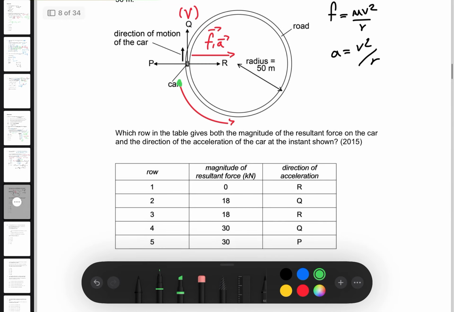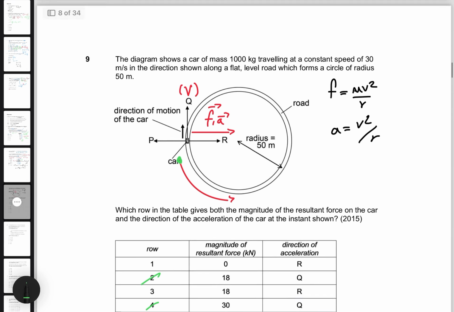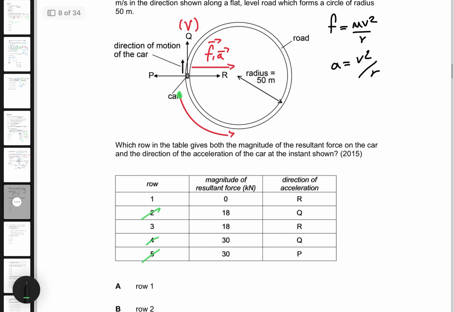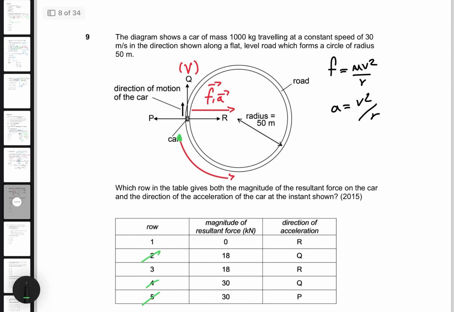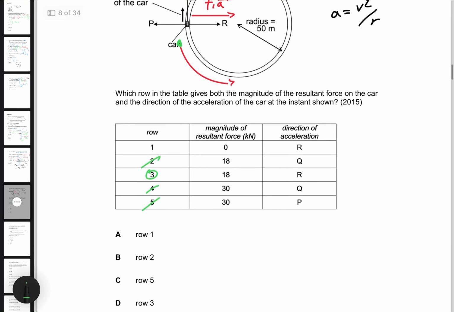So first, they're asking for the direction of acceleration. The direction of acceleration is in the R direction. So that would mean that choices 4, 5, and 2 are wrong right off the bat. And of course, since the car is moving, it's going to have a magnitude of resultant force. If it's not moving, then it won't have force, but it's moving, it has velocity, it has radius, and it has mass, so it definitely has force. That would make choice 3 the correct answer, which would mean the answer for this question is actually choice D.